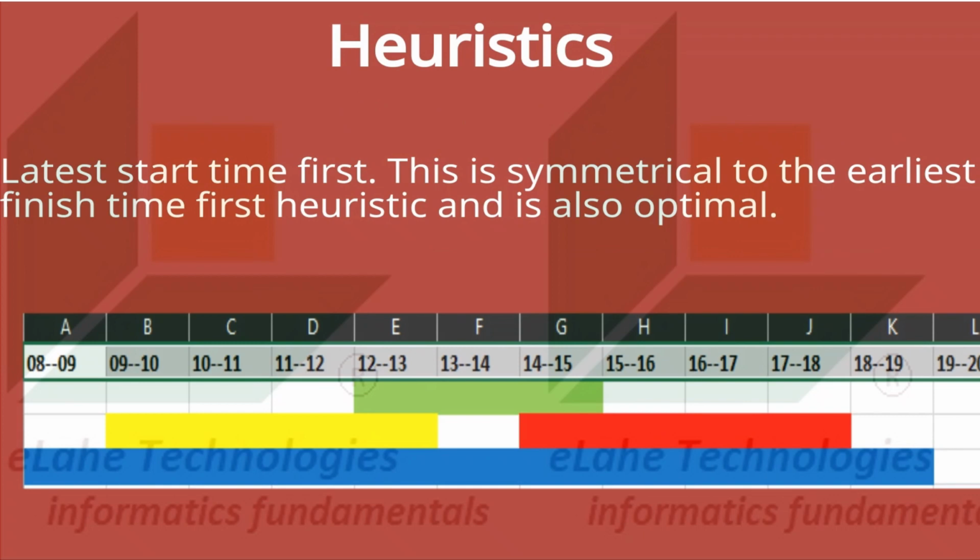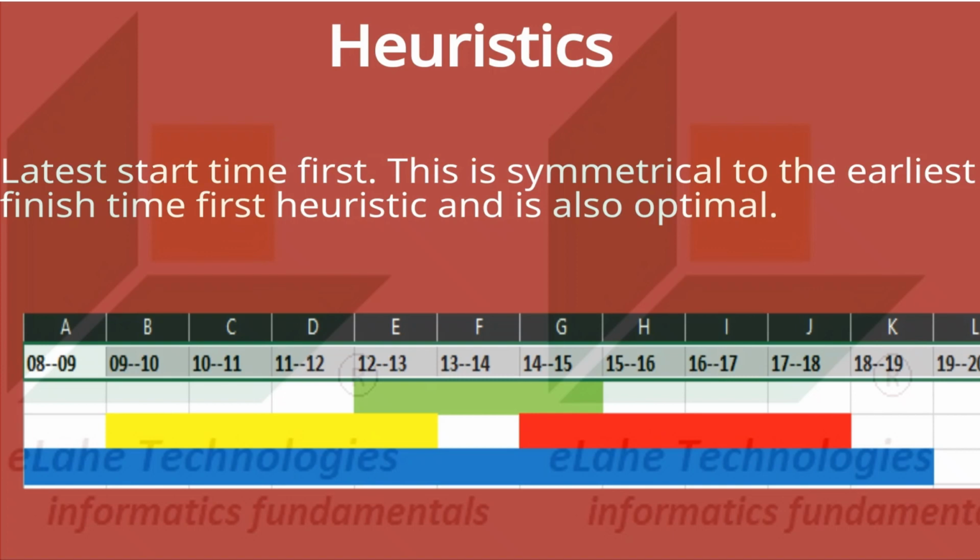Now we apply the latest start time first heuristic. From among the unscheduled intervals, we select the interval S with the latest start time. We remove intervals that overlap with S. This is symmetrical to the earliest finish time first heuristic and also gives us the optimal solution.